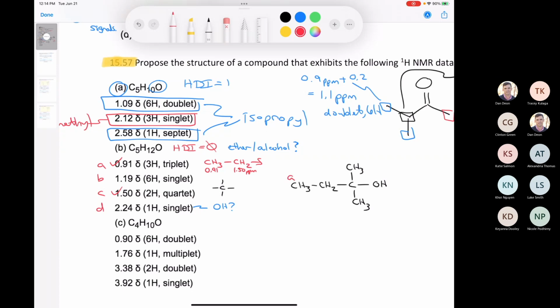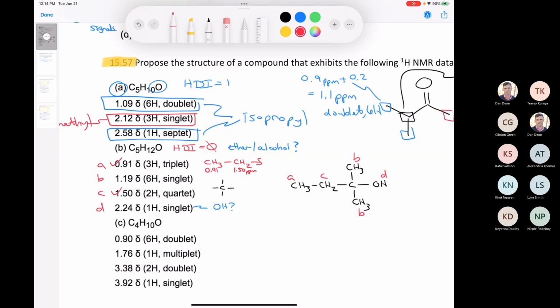this would be my A, or these would be my A protons. These would be my B protons. These would be my C protons, and this would be my D proton, just like that. And now we have a structure that is consistent with the data. Did anybody get that one or get something similar to that?